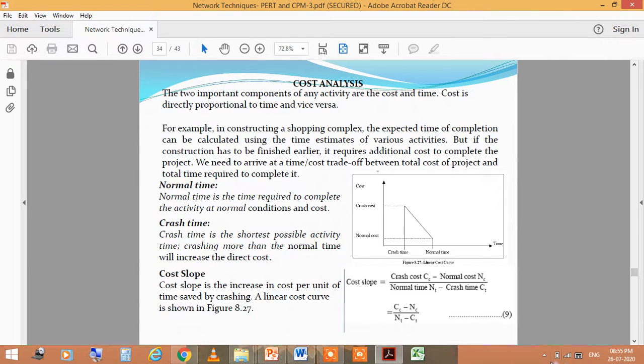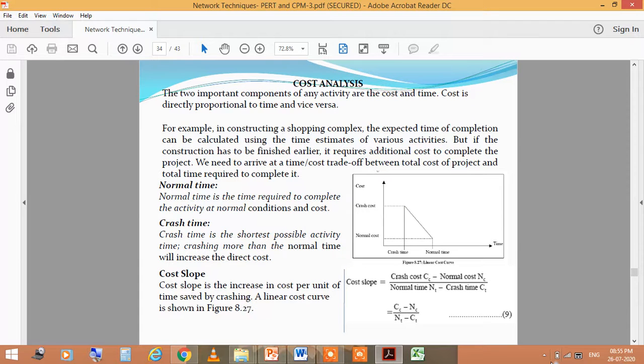The next comes to the cost analysis. This is also an important one, because you have to analyze, or you can say monitor, the cost so that you can spend as per the plan or schedule, or you can say estimate. There are two important components of an activity: the cost and time. Cost is directly proportional to time and vice versa.